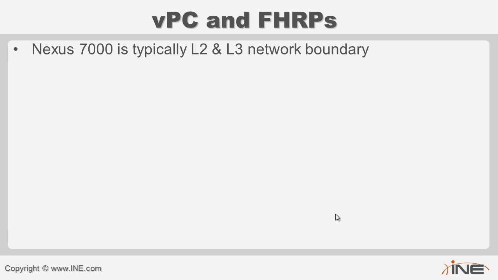From a design point of view, typically the Nexus 7K is going to be the boundary between layer 2 and layer 3. We're doing layer 2 switching down towards the end host. That's where we have our layer 2 trunking. Then upstream towards the core, we're doing our layer 3 routing in order to get to our actual end users, like people coming off the internet, going into your data center, accessing your applications. Of course, you had to go over the layer 3 network in order to allow that.